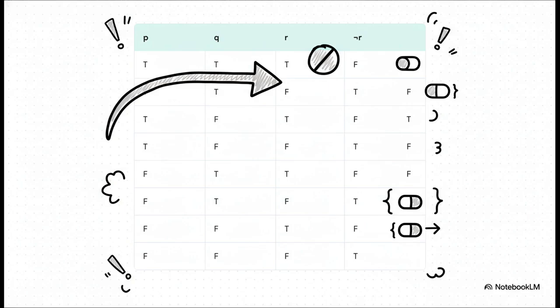All right, time to start solving. Thinking back to our order of operations, what's the very first thing we have to calculate? That's right, negation. So let's make our not R column.